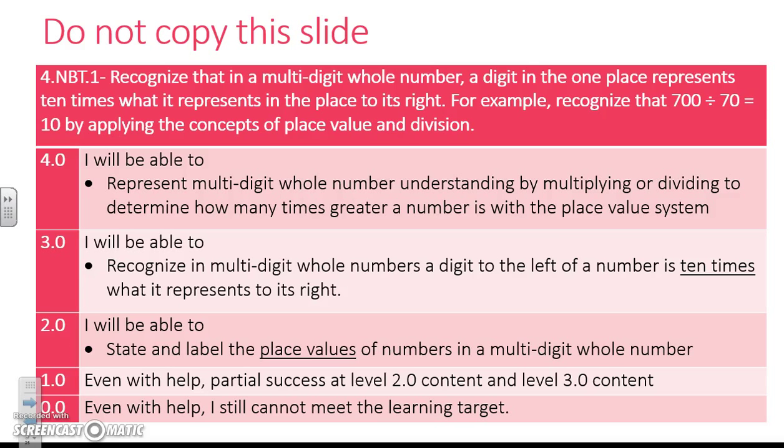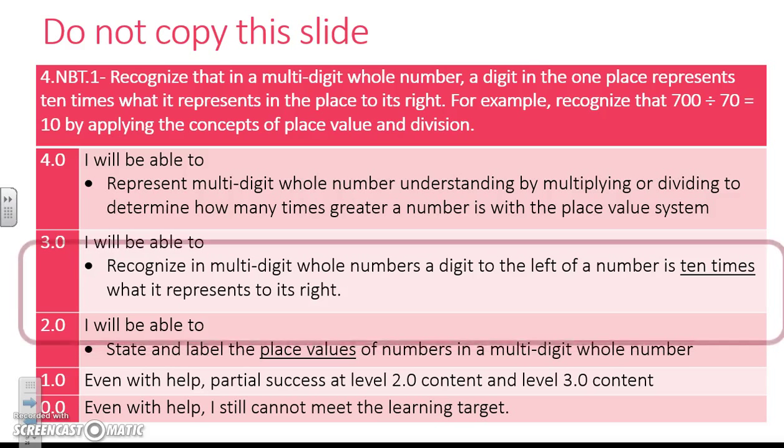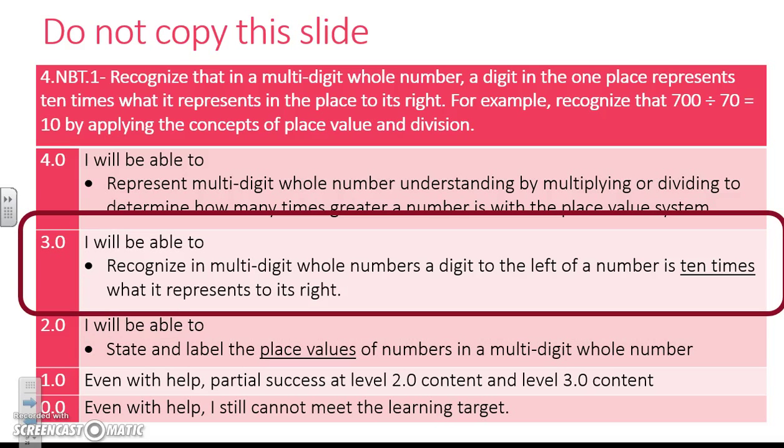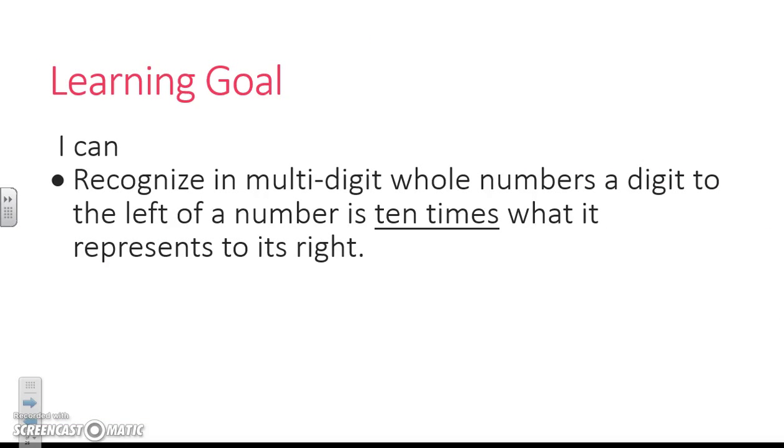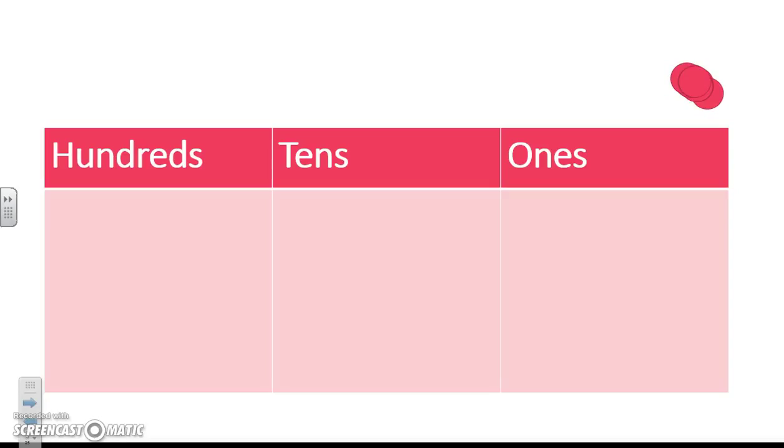Today we're going to be specifically looking at level 3, which is recognizing multi-digit whole numbers, that the digit to the left of a number is 10 times what it represents to the right. I do need you to write down your learning goal, which is: I can recognize in multi-digit whole numbers a digit to the left of a number is 10 times what it represents to the right. And we're going to talk about what that means today.